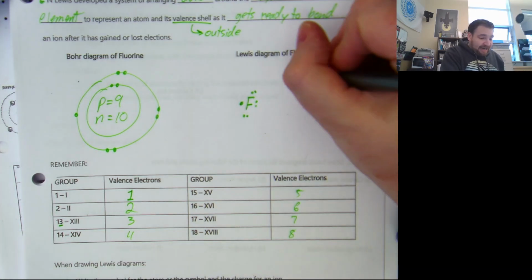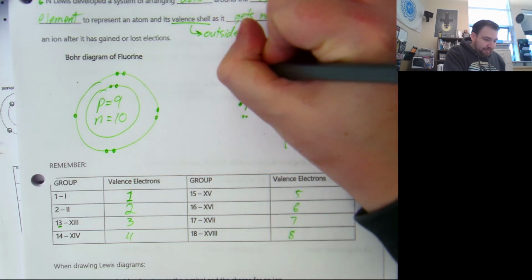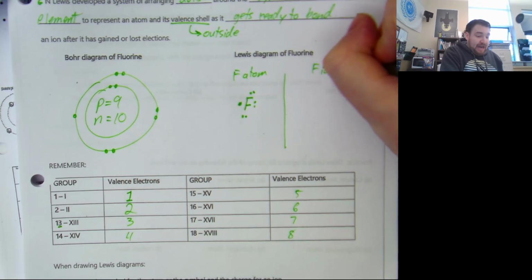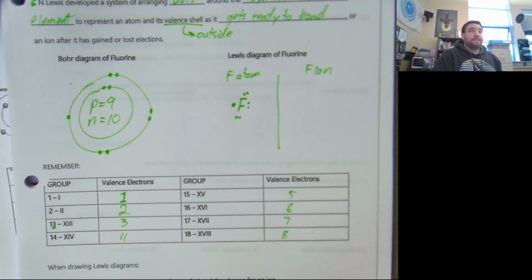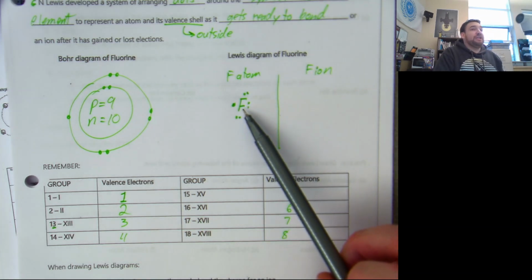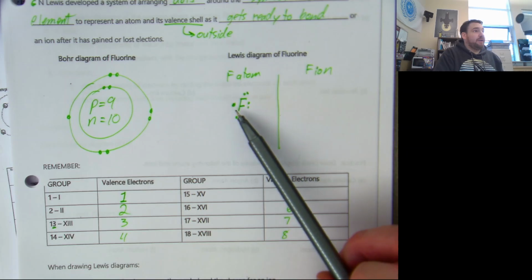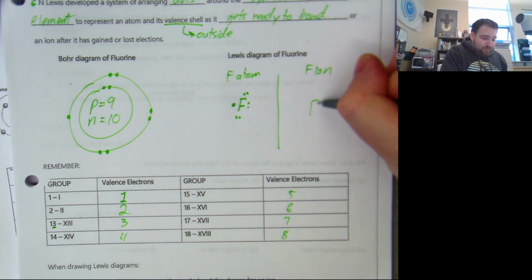So then if I wanted to ionize fluorine, there's their fluorine atom. If I wanted to draw a fluorine ion, well, the charge, we can even look here. What's fluorine going to do when it becomes an ion? Is it going to give up all these 7, or is it just going to take one more? It's going to take one.